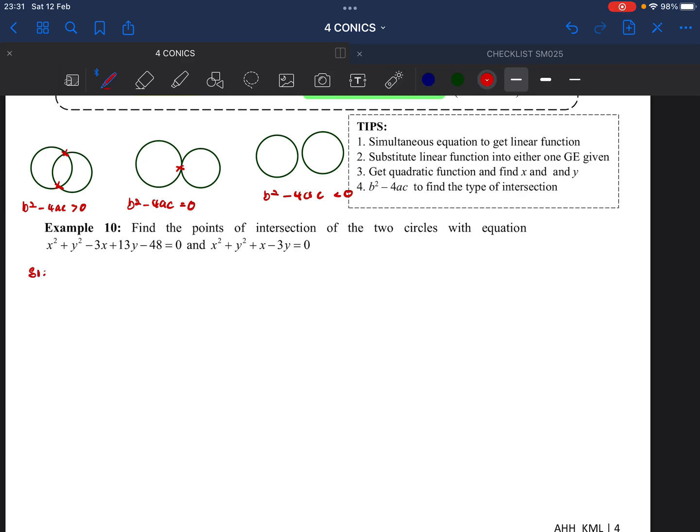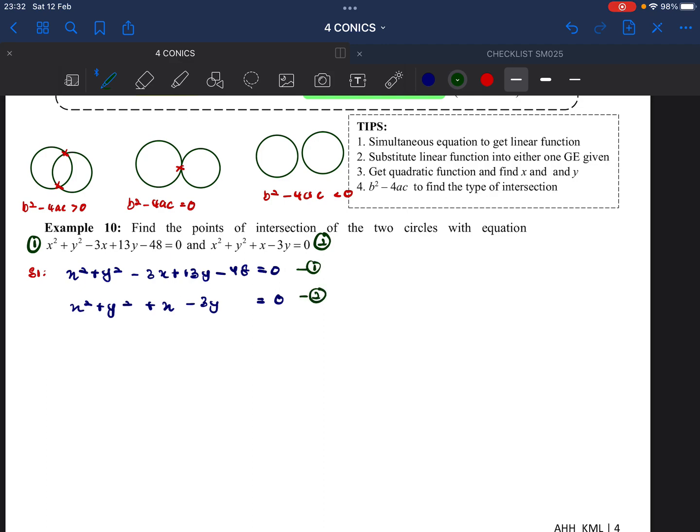We are going to do a simultaneous equation. Either you use elimination or substitution, it doesn't matter, but for this part it's much easier if you do elimination. So here we have the equation x square plus y square minus 3x plus 13y minus 48 equals to 0, and the other circle we have x square plus y square plus x minus 3y equals to 0. Let's put this as equation 1, and this is equation 2.